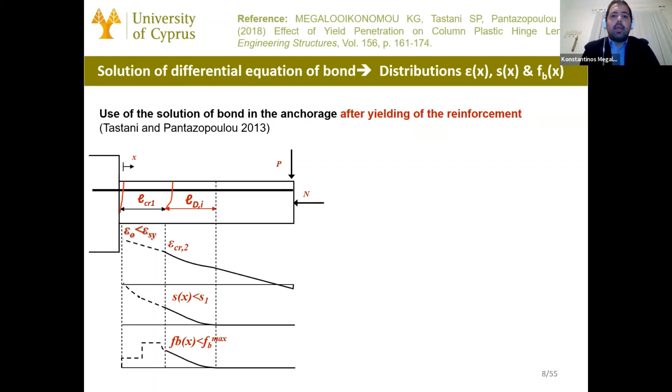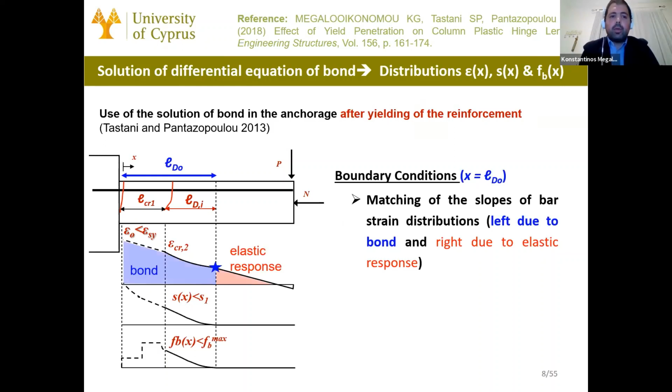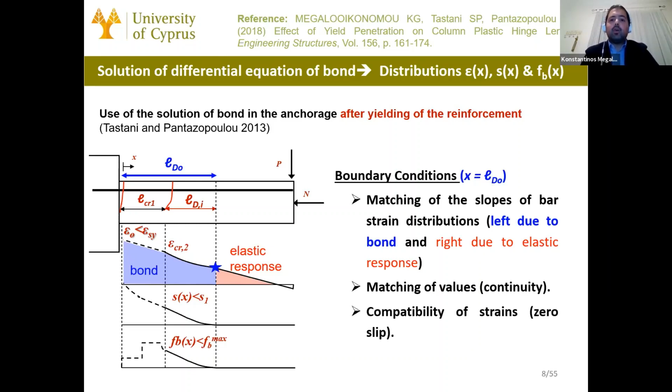And for the shear span, we have the solutions from the differential equation of bond, but also the solution from the elastic response, where the plane section remains plane assumption is valid. And these two solutions should agree at the point of intersection by matching the slopes of the bar strain distributions, left due to bond and right due to elastic response, the matching of values, continuity, and compatibility of strains, zero slip at the start of the elastic response, as you can see in the figure.